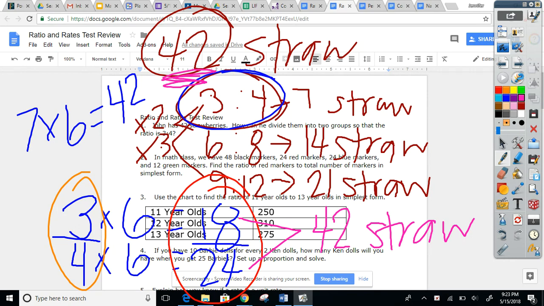Okay, so it says John has 42 strawberries. If you divide them into two groups so that the ratio is 3 to 4, how many strawberries would be in each of the groups? That means that I would have 3 strawberries in one group, 4 strawberries in the other if I had 7 strawberries. But if I multiply by 6, now I'd have 42. How many would be in each group? In group 1, we would have 18 strawberries. In group 2, we would have 24 strawberries, okay?